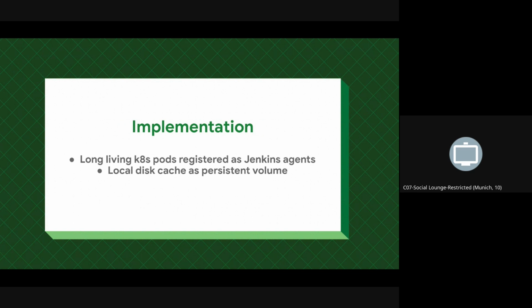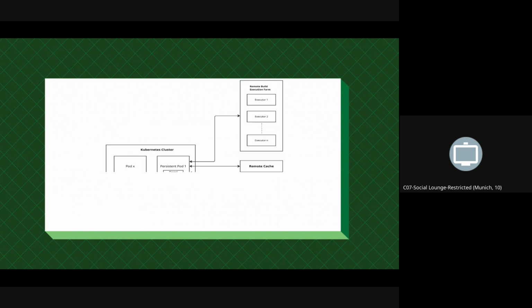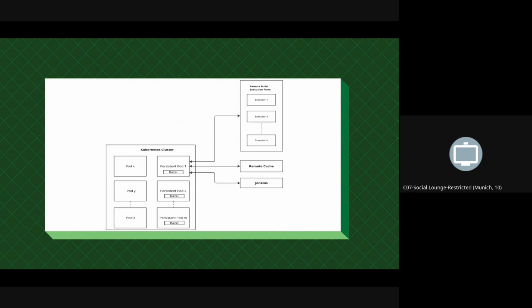We also had a local disk cache as a persistent volume. This was our first layer of caching, and since the artifacts are present locally, this meant really low latency. So this is the rough architecture, where we have our on-prem Kubernetes cluster, where we have provisioned a bunch of so-called persistent pods where Bazel is running. This can interact with the Bazel remote cache, even with a remote build execution farm, and it obviously registers as a Jenkins agent.